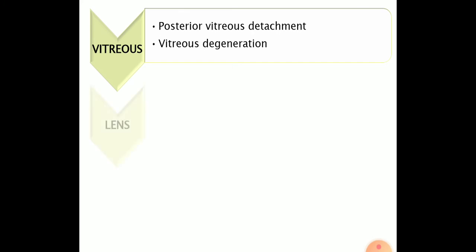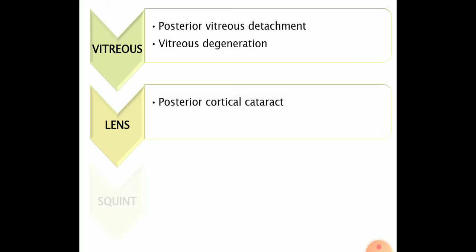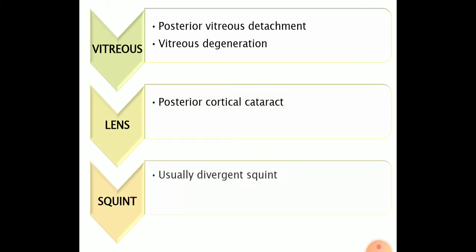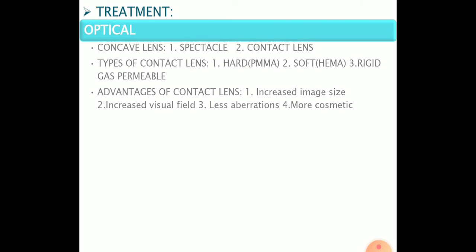Lens: posterior cortical cataract. Squint, usually divergent squint. Treatment, optical: concave lens can be given as spectacle or contact lens. Types of contact lens: hard, made by PMMA or polymethyl methacrylate; soft, made by hydroxyethyl methacrylate or HEMA; and number 3 is rigid gas permeable.